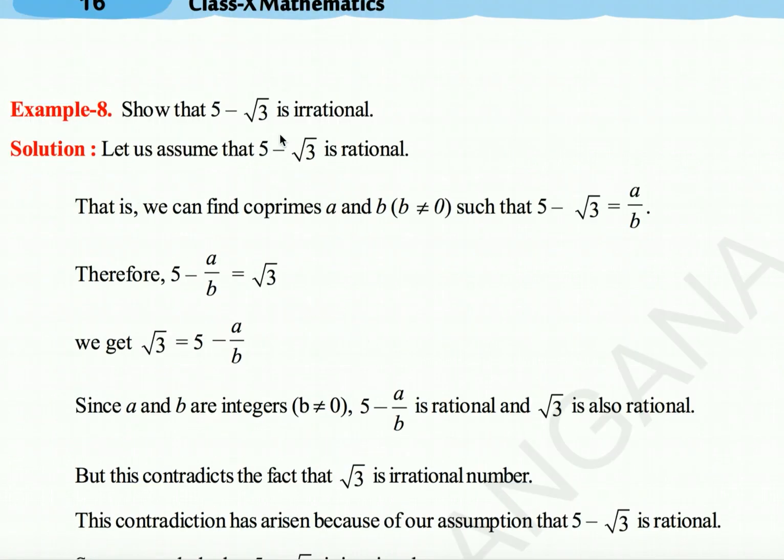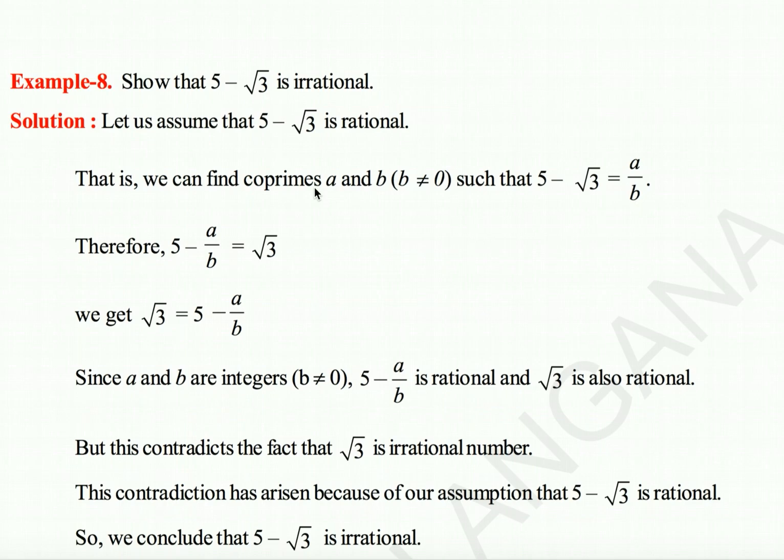Show that 5 minus root 3 is irrational. Let us assume that 5 minus root 3 is rational. We'll prove by contradiction. That is, we can define co-primes a and b, not equal to 0, such that 5 minus root 3 equals a by b. Okay, that means 5 minus a by b equals root 3, or root 3 equals 5 minus a by b.